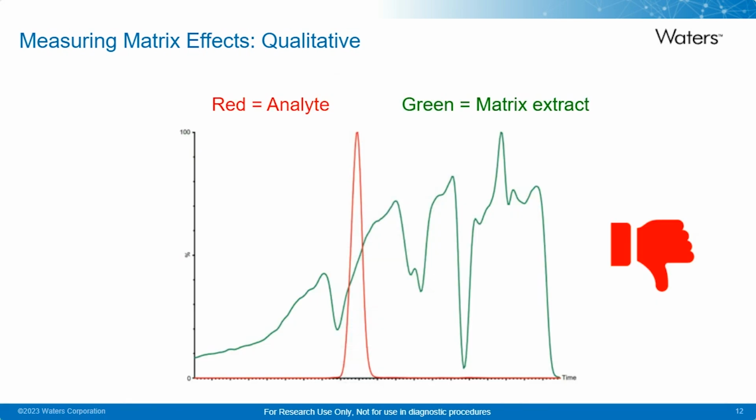So this is a good example of where ion suppression may cause a problem with a method. So you can see that the green trace is showing lots of suppression areas, and also a gradual increase in our response over time, possibly due to a large suppression effect, which gradually improves over time.